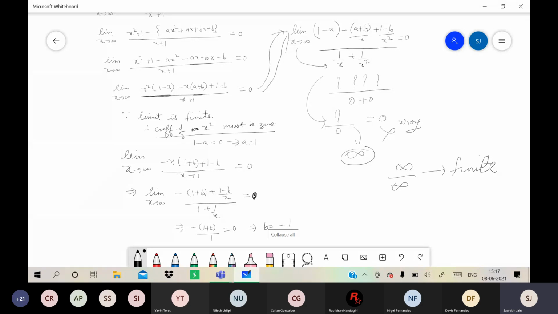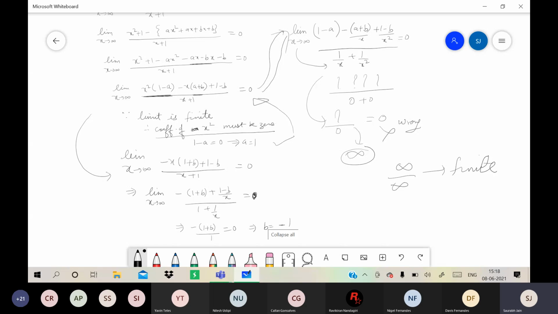That means 1 minus a. Coefficient of x square must be 0 means it should not be there. So for that a should be equal to 1. When you put a equal to 1, the question reduces to this form. Now it is infinity upon infinity type. In the numerator and denominator we have infinity, right? And how do we solve this question? By dividing numerator and denominator by the term having the highest power, which is x here.